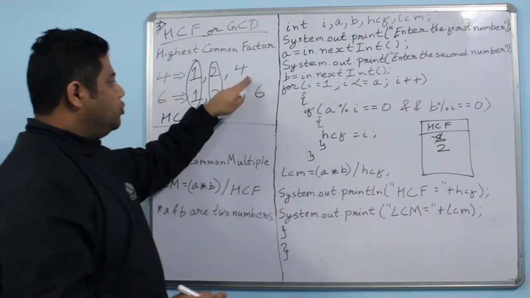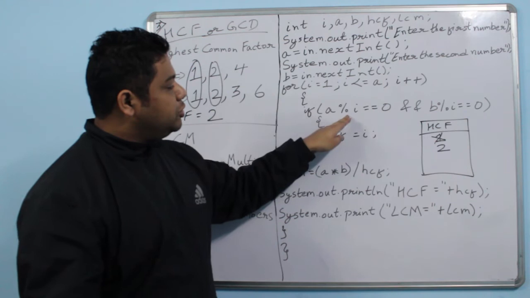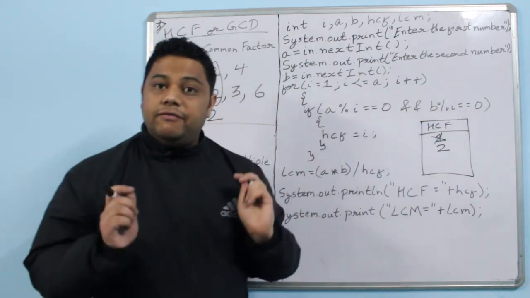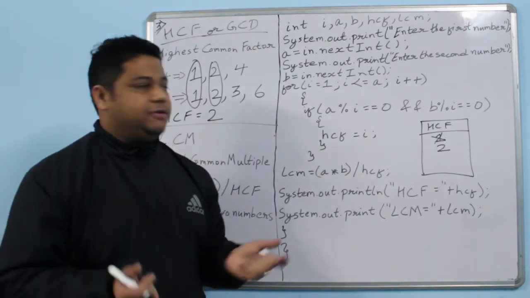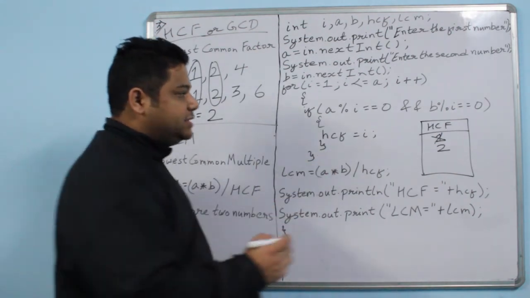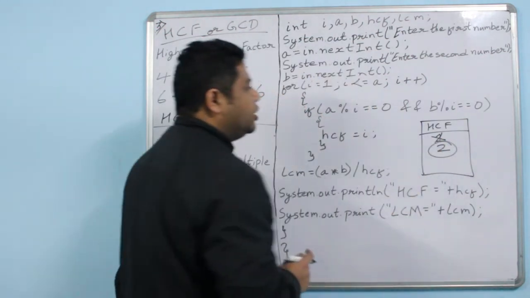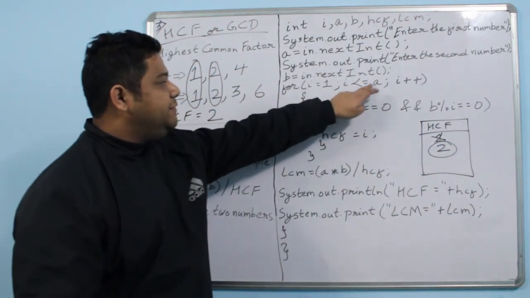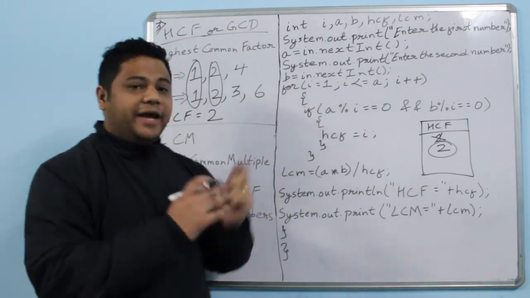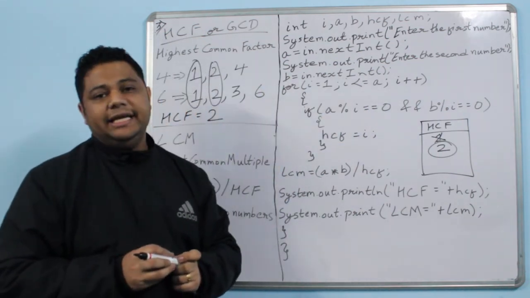Now the value becomes 4. So 4 modulus 4 is 0. True. 6 modulus 4 equals to 0. False. Again one condition false, it will not go inside this if statement. So what happens? The final value of HCF becomes 2, because now the value of I becomes 5. 5 is less than equals to 4 is false, so it will come out of the loop. So this way the value of HCF is getting calculated.